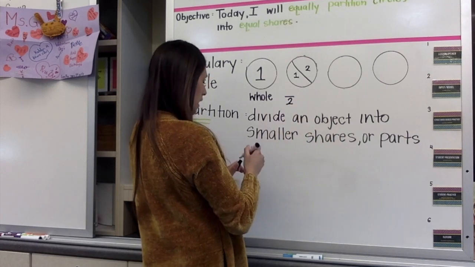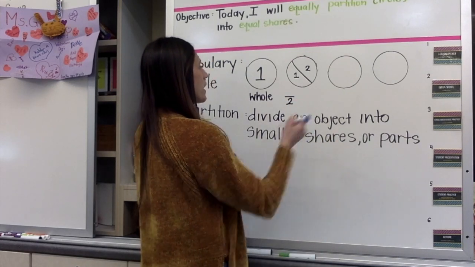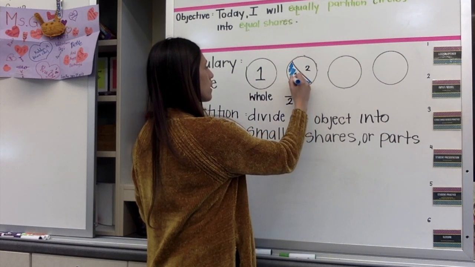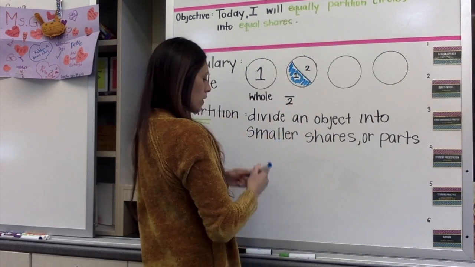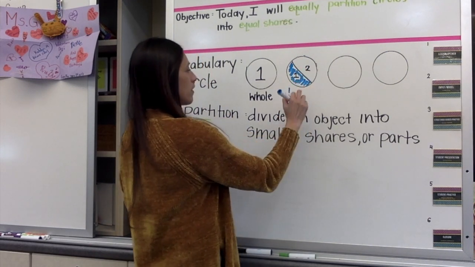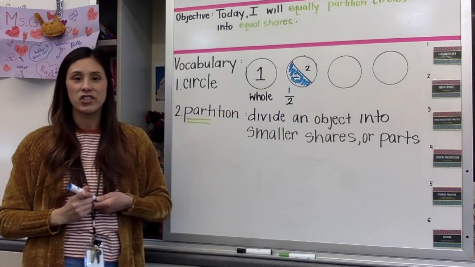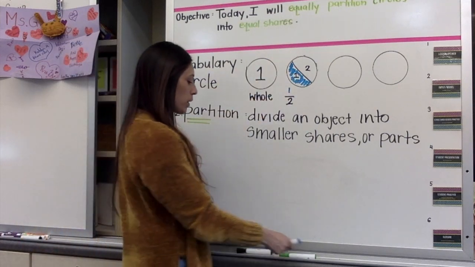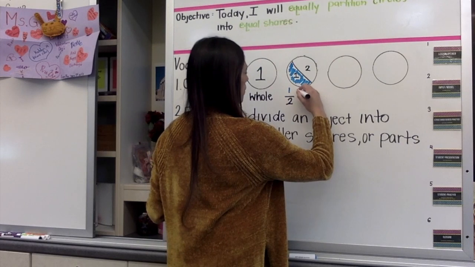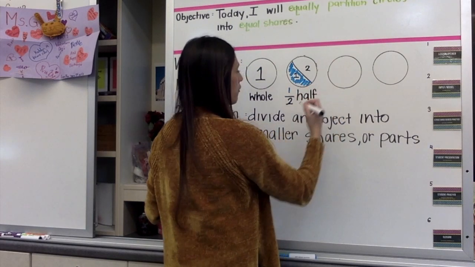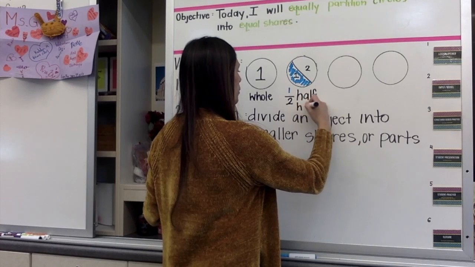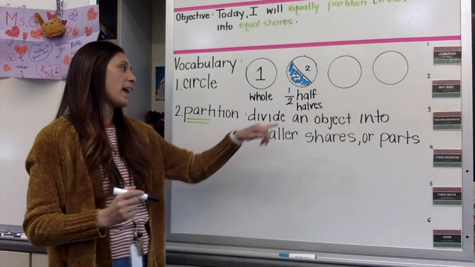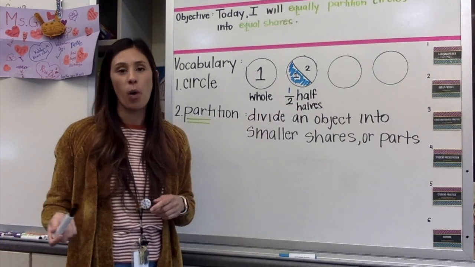And then I'm going to shade in half of it blue. So now 1 half of the whole circle is shaded. So the fraction for this is 1 half. And we would call this half, but then there are also 2 halves. So half is the singular version, and halves means there's more than 1 half.